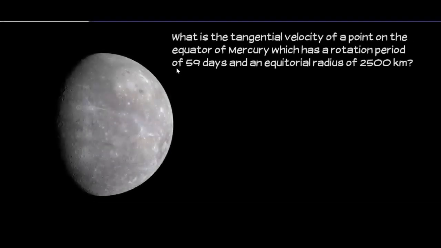So now on to an example. What is the tangential velocity of a point on the equator of Mercury which has a rotation period of 59 days and an equatorial radius of 2,500 kilometers?